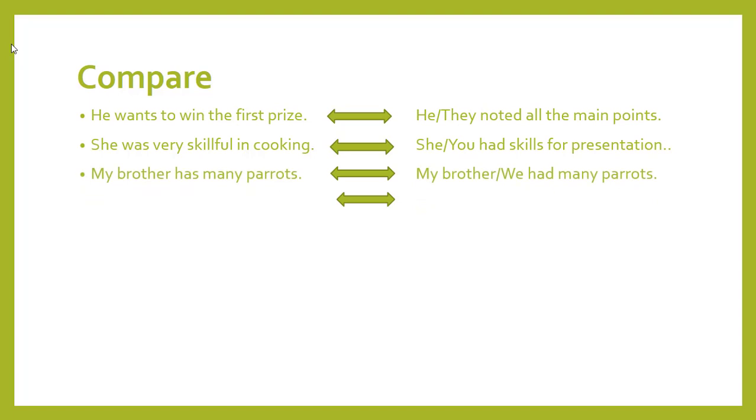Next sentence: My brother has many parrots. In this sentence, my brother is a singular subject and its verb, has, is also singular. The sentence to be compared is: My brother or we had many parrots. The first subject, my brother, is singular while we is plural, but both of these subjects have the same form of the verb, had.